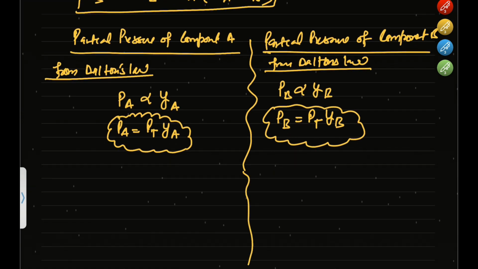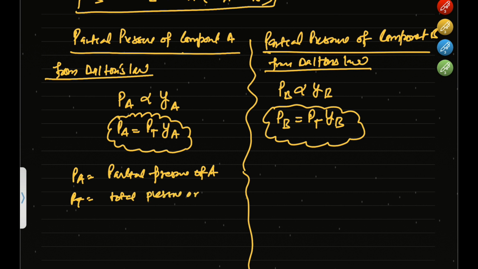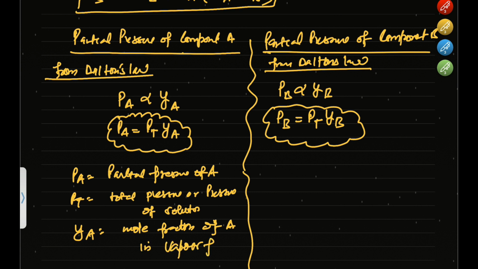तो टर्मिनोलॉजी यहाँ याद रखना बहुत ज़रूरी है कि यहाँ पी ए पार्शियल प्रेशर ऑफ ए है, और पी टी टोटल प्रेशर है या प्रेशर ऑफ सॉल्यूशन है. वाई ए इज द मोल फ्रैक्शन ऑफ ए इन वेपर फेज. किसमें? वेपर फेज. ठीक है.